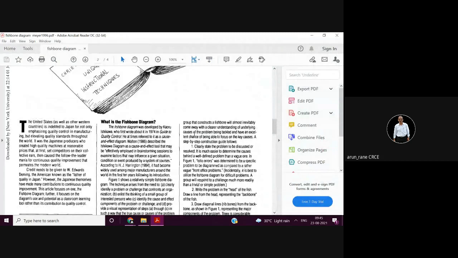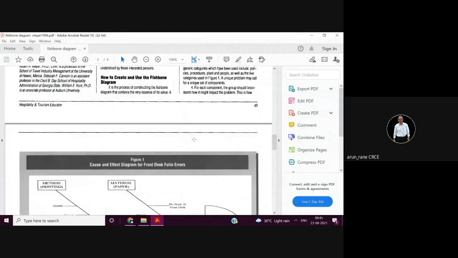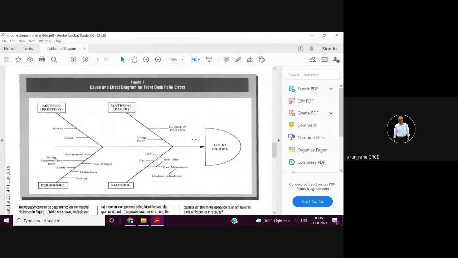And there is a very effective tool which you can use in your project, that is called the fishbone diagram. Why is it called a fishbone diagram? Because it looks like a fish and these are the bones. It is also called the cause and effect diagram. Another name for the fishbone diagram is the cause and effect diagram.